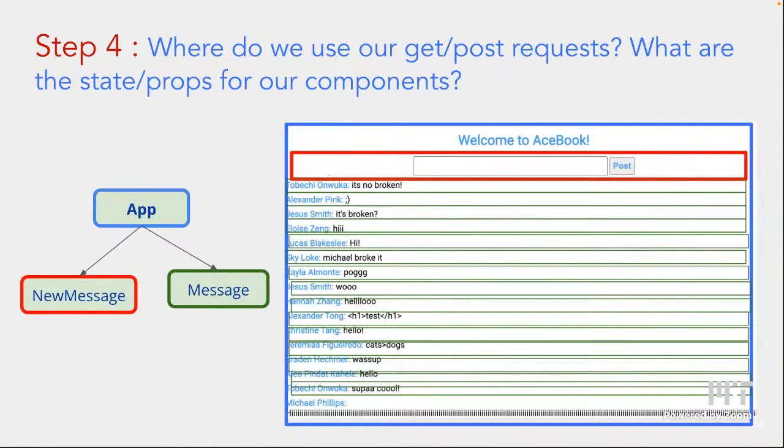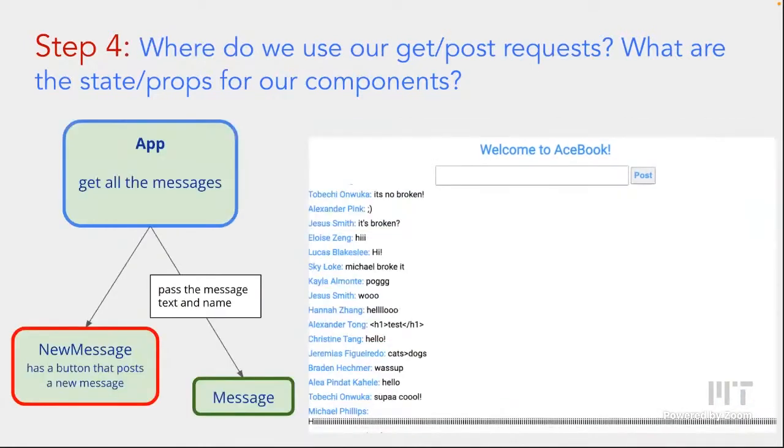And then we have to figure out how to code up these components. So one thing to try to think of is, where do we want to actually use our get and post requests that we coded up in our backend? I guess one thought is we want to have the post request, the add a new message, be in our new message component, because that's where the button is to make a new post.